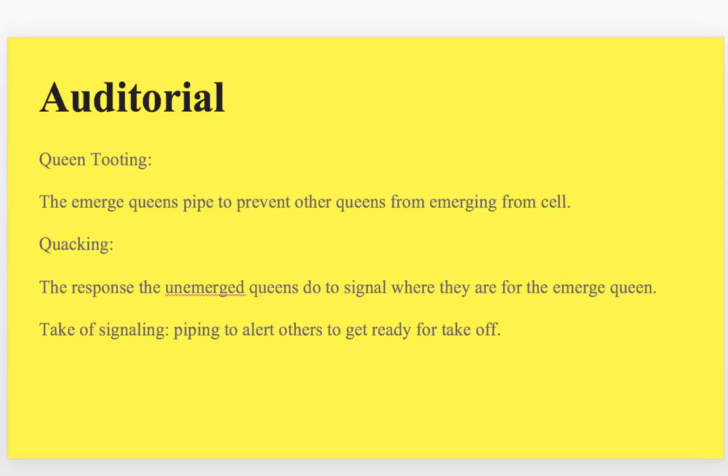Tooting starts with long syllables lasting about 1 second, and then a decrease in length. The unemerged, or sometimes other newly emerged queens, will begin to quack back as a way for the other queen to find them, which is a series of short syllables lasting 0.1 seconds. However, this isn't an invitation for a picnic. The queen is trying to get rid of her competition, so when she arrives at the other cells, she tries to kill them by stabbing into their cell with her stinger.